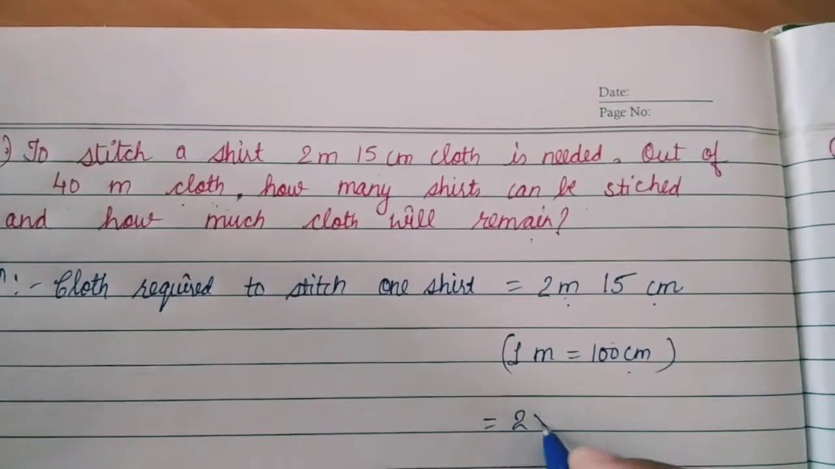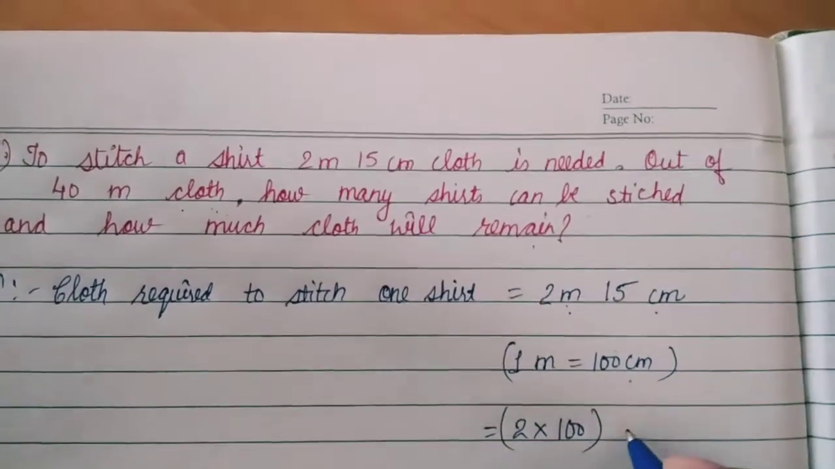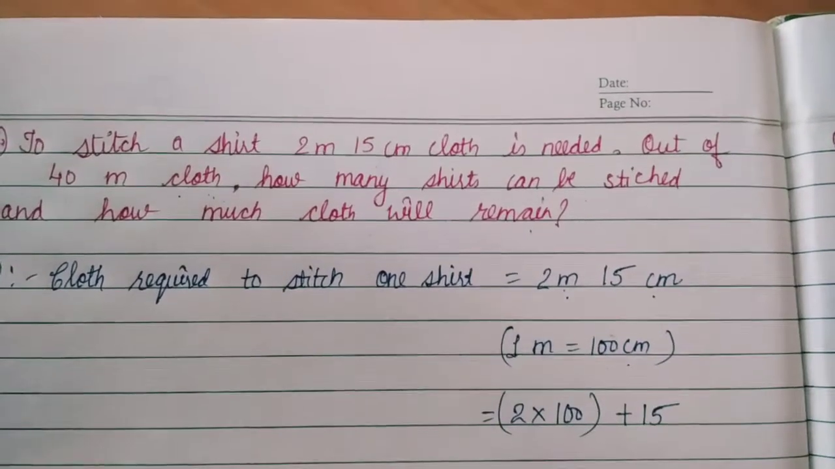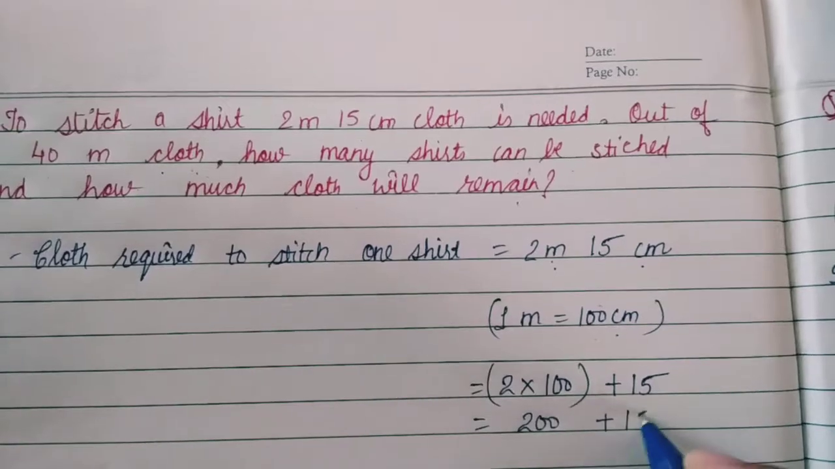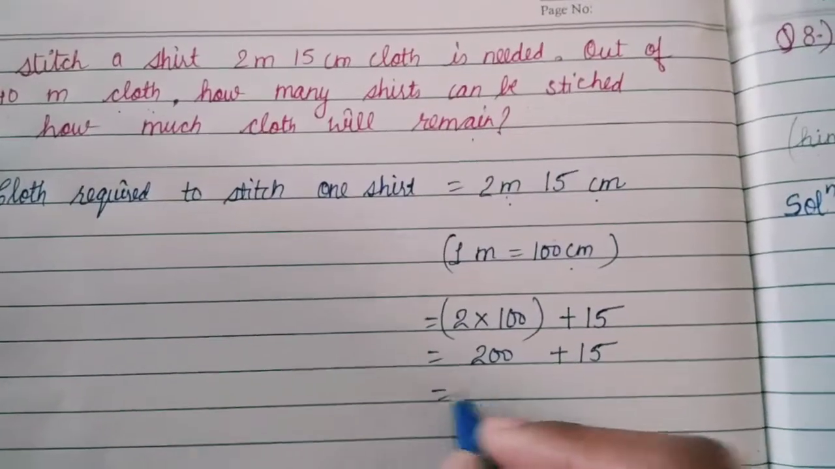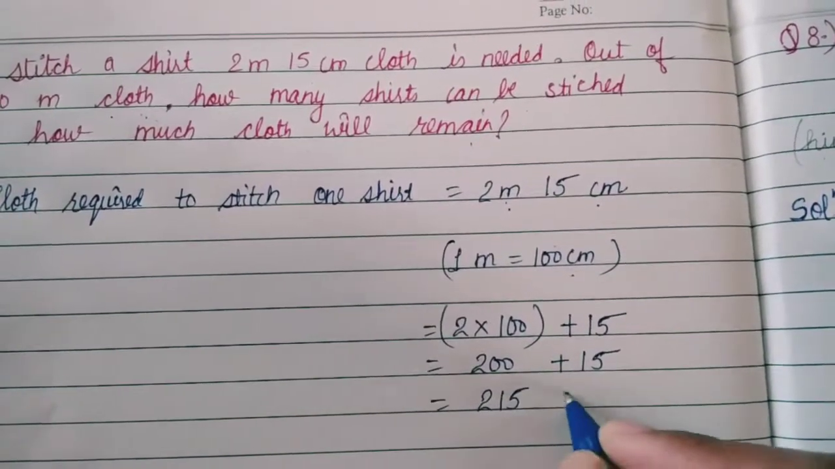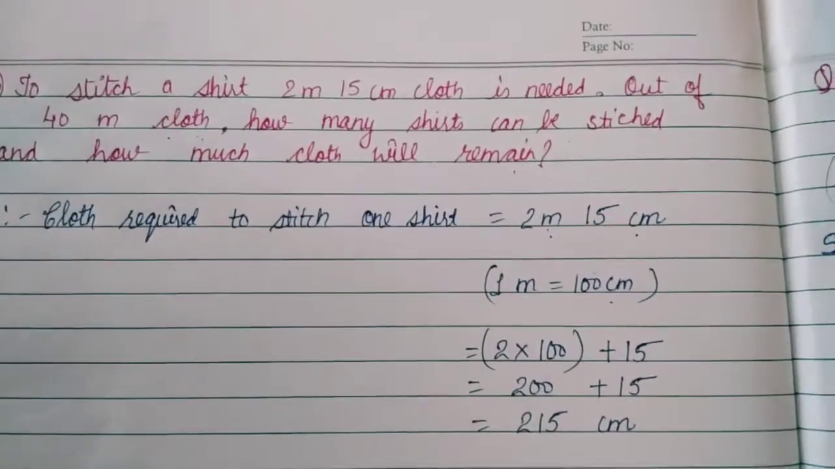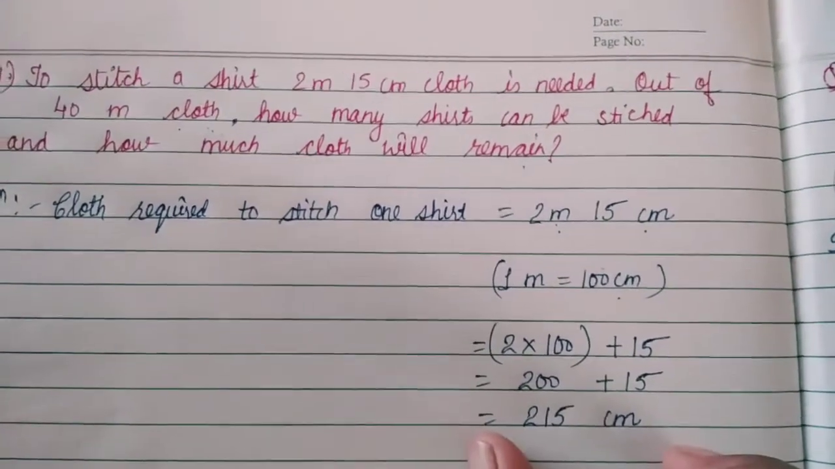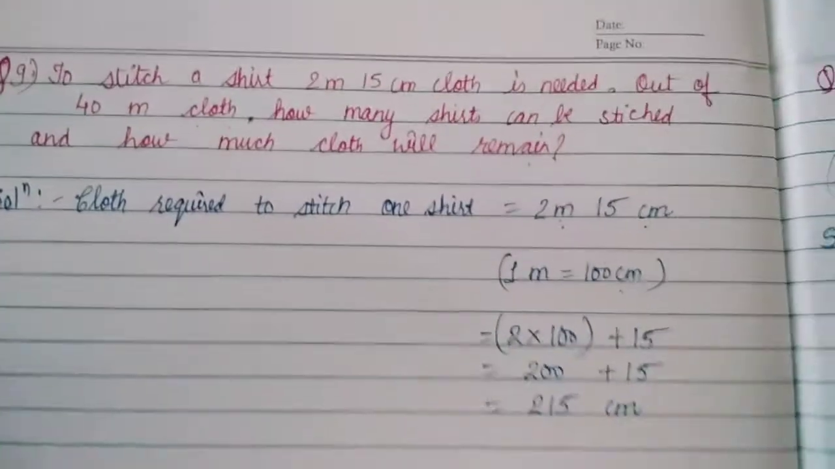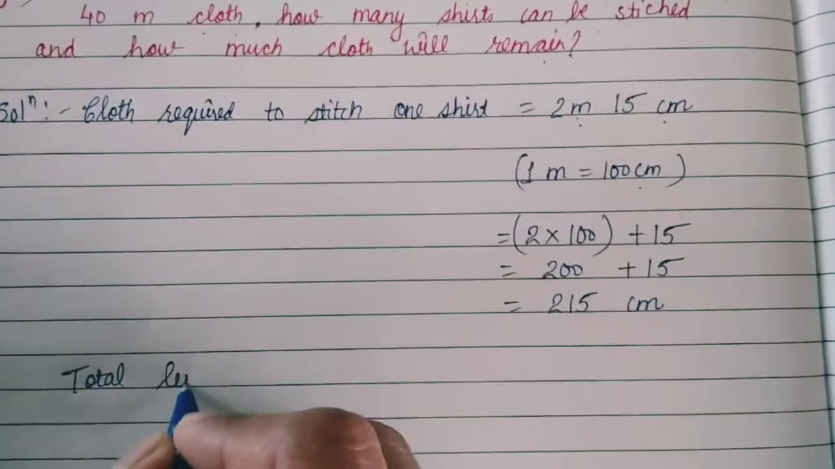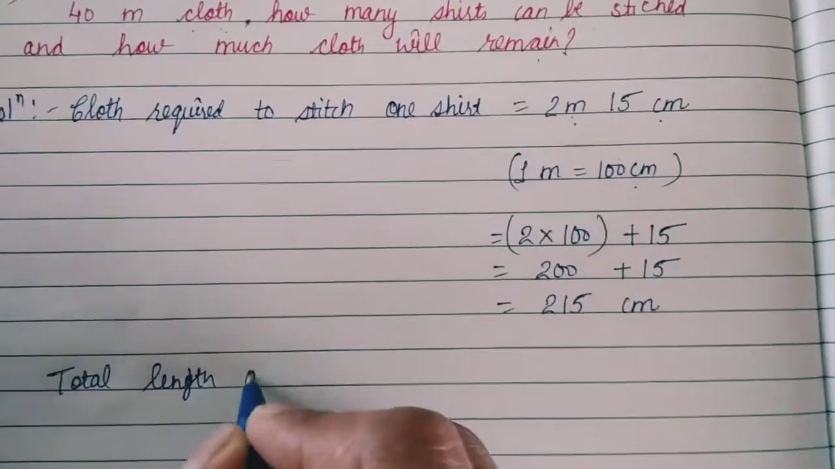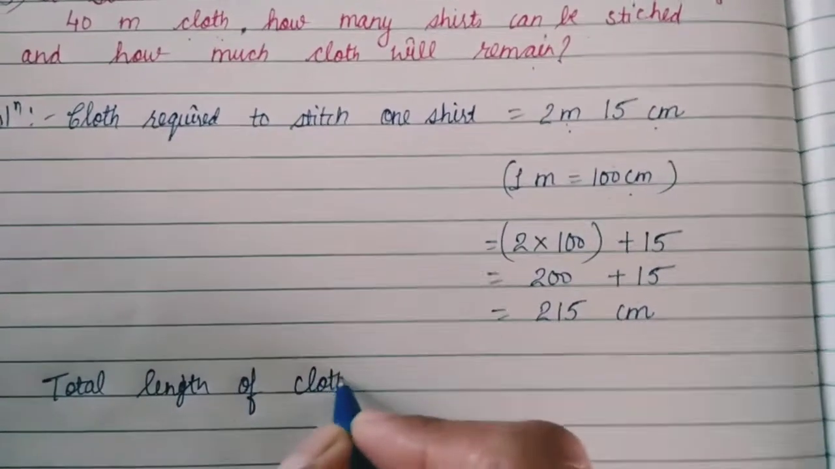Simply, 2 will be multiplied by 100, and that will be added to 15. So 2 into 100 is 200 plus 15. What will we get? 215 centimeter. Okay, so 215 centimeter is required to stitch one shirt, and the total length of cloth which is given in the question is 40 meter.